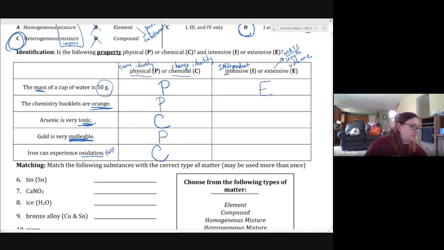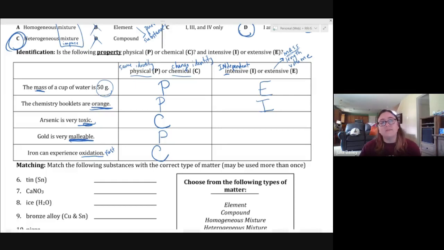The chemistry booklets are orange. It doesn't matter if I have 1 booklet or if I have 50 booklets, they're still going to be orange. No matter how much stuff I have, the color stays the same. That tells me color is an intensive property, independent of how much matter there is.